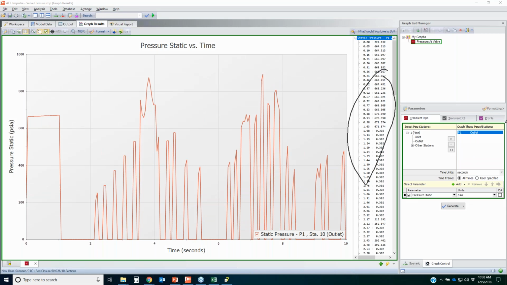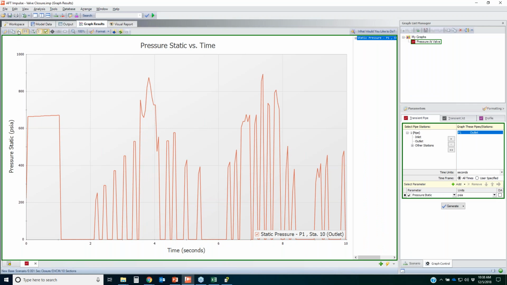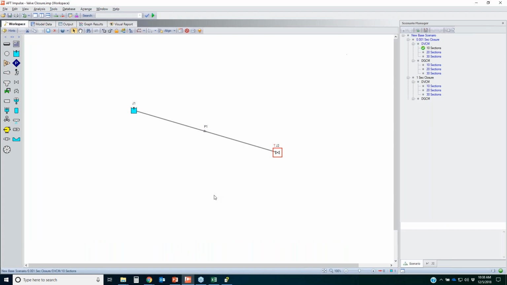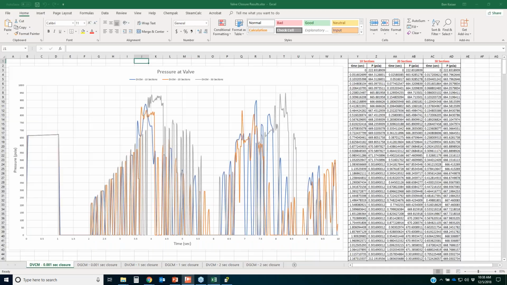Now, when I was preparing for this webinar, I had to do it manually because that feature is going to be in the next maintenance release. So I clicked on this button right here to copy the XY data, and I pasted it into my spreadsheet here. I have several tabs along the bottom with the different scenarios that I'm modeling.